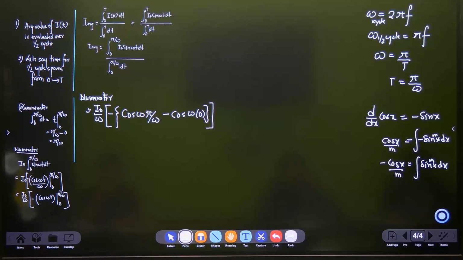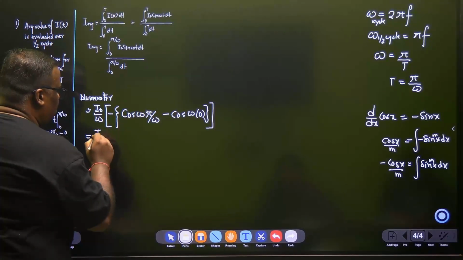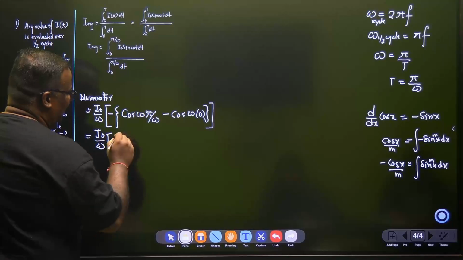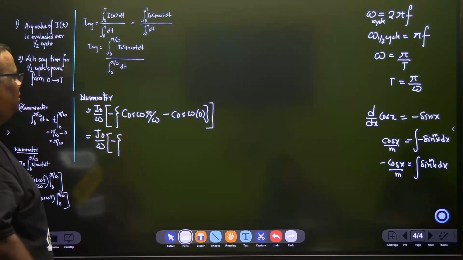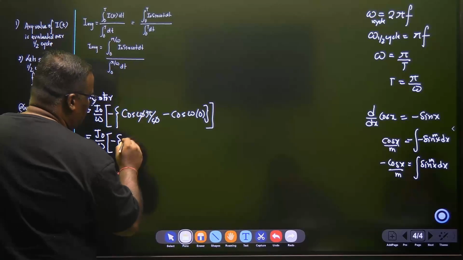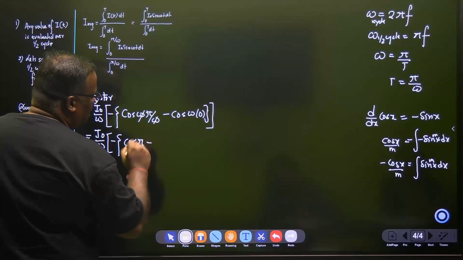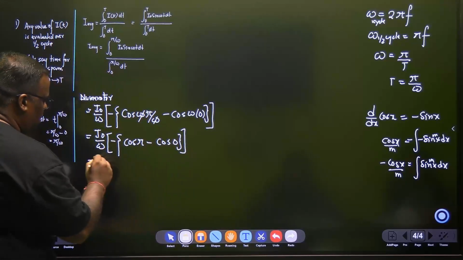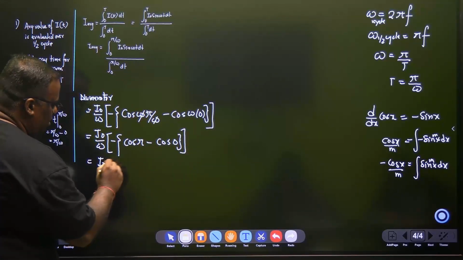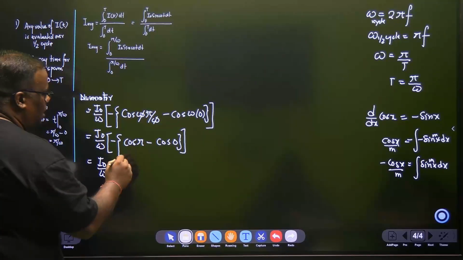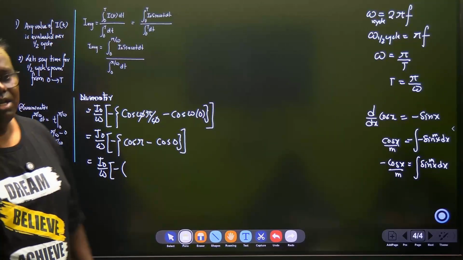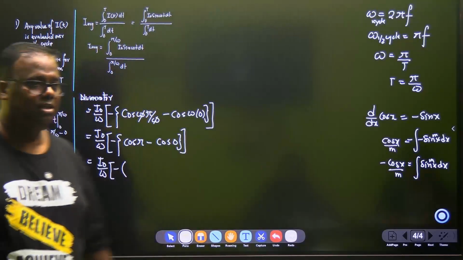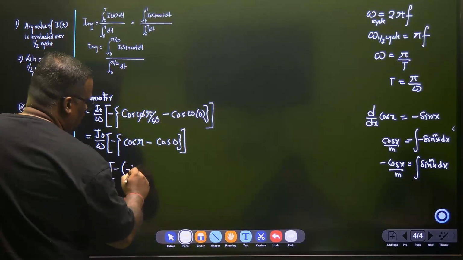Clear though? You suddenly gave a vague face, so I got a little bit worried. Okay. This becomes what? Omega cancels omega, cos pi minus cos 0. You understood? This is I naught by omega times minus, cos pi is minus 1 and cos 0 is 1. Minus 1, minus 1.